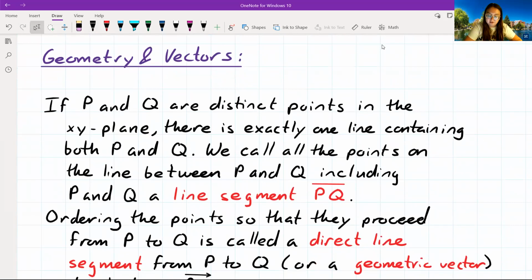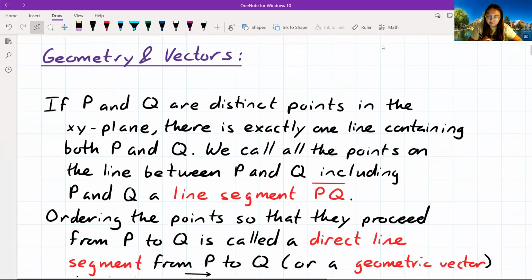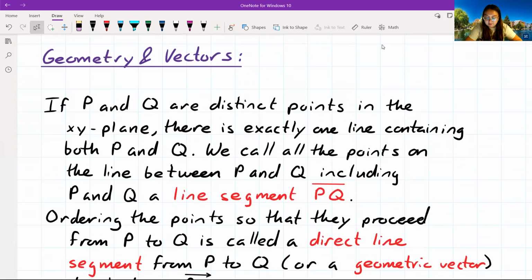With geometry in vectors, P and Q are distinct points in the xy plane, and there's exactly one line containing both P and Q. We call all the points on the line between P and Q, including P and Q, a line segment PQ. And for that line segment, we include a bar over PQ to indicate that this is a line segment with points P and Q.